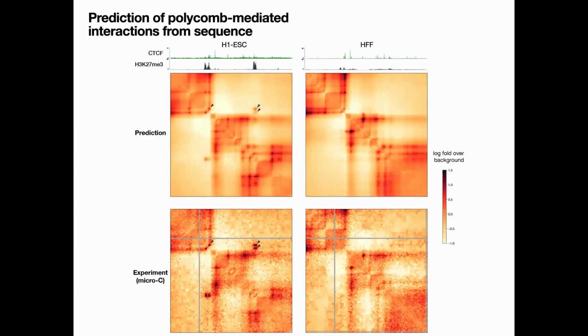Going back to the model predictions, it's worth mentioning that the model can also predict different types of genome interactions. For example, here we show predictions for polycomb-mediated contacts on a test chromosome, and the contacts are indicated by the black arrows. Notably, these interactions are often cell type specific, and in this example, these interactions are predicted for H1-ESC cells, but not for the HFF skin fibroblast cells, which is also consistent with the micro-C data for both cell types.